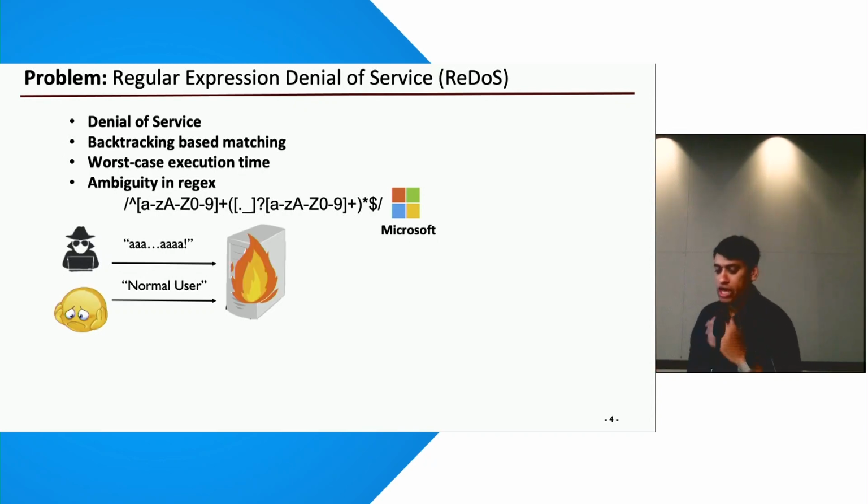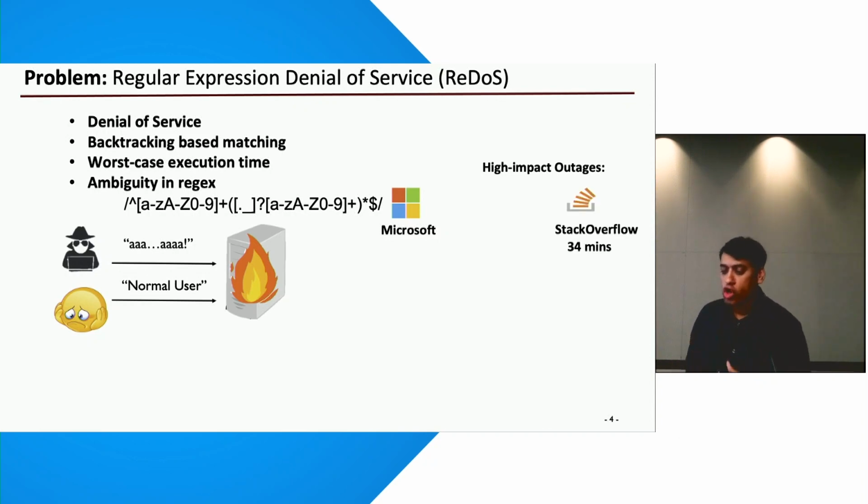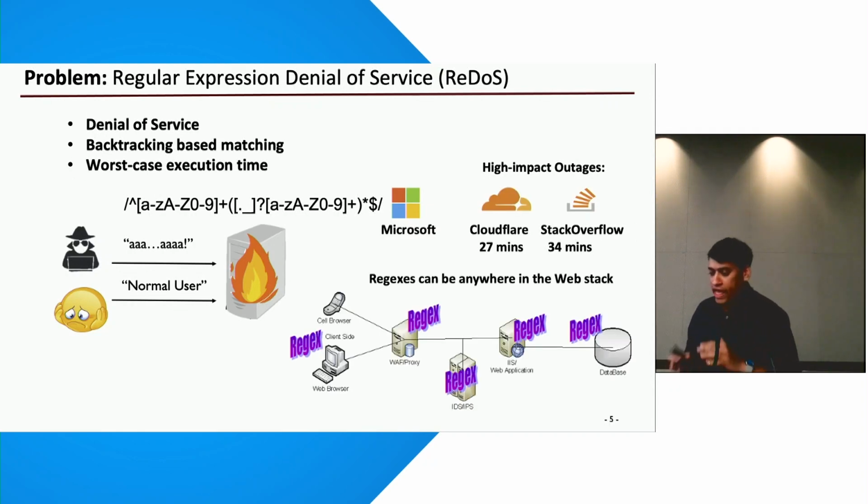Some high-impact outages due to regular expression denial of service include one in Stack Overflow, which caused a 34-minute outage, and a recent one in Cloudflare that caused a 27-minute outage. Now, as almost all of the web is regex-based, regexes are used all over the stack. Therefore, ReDoS can happen at any place.